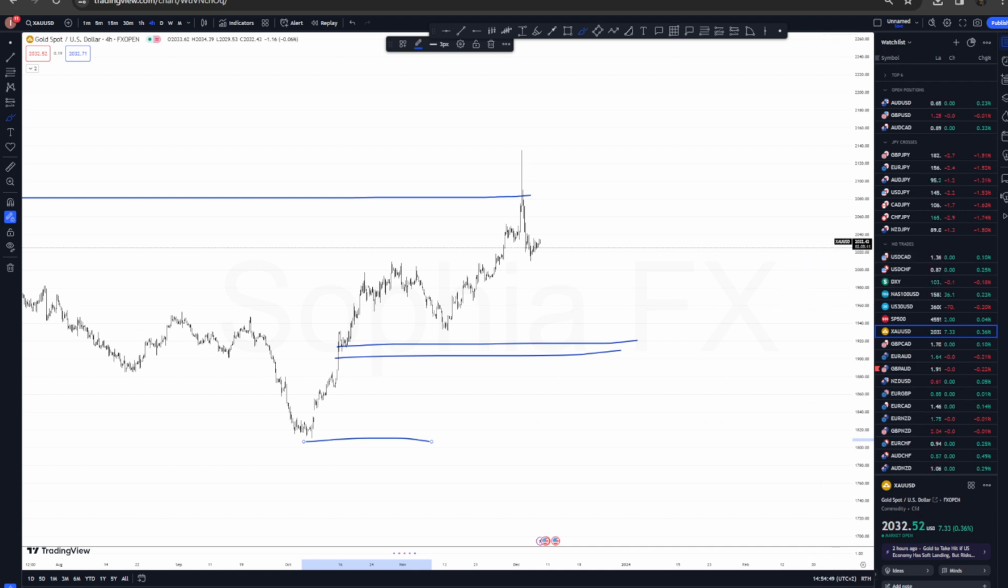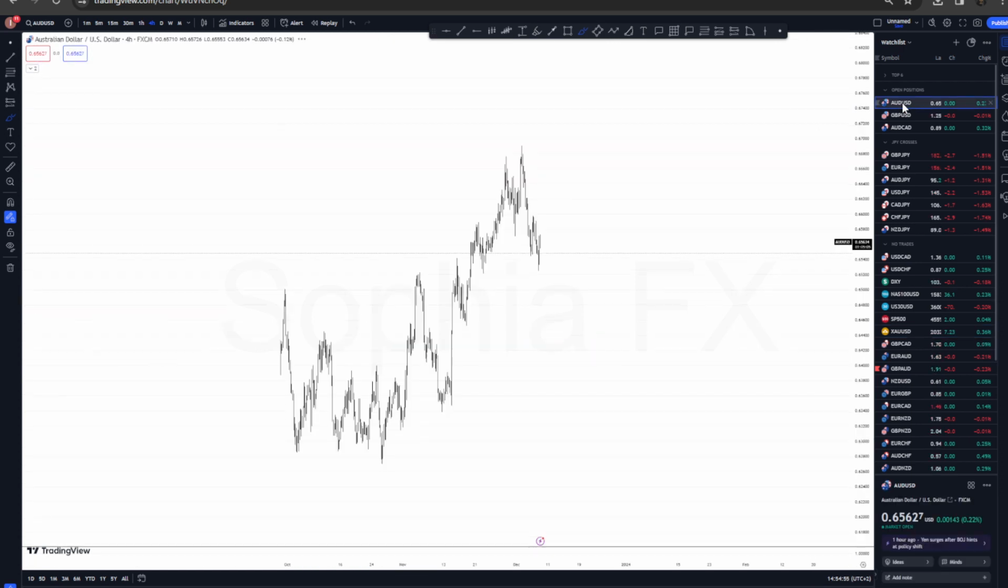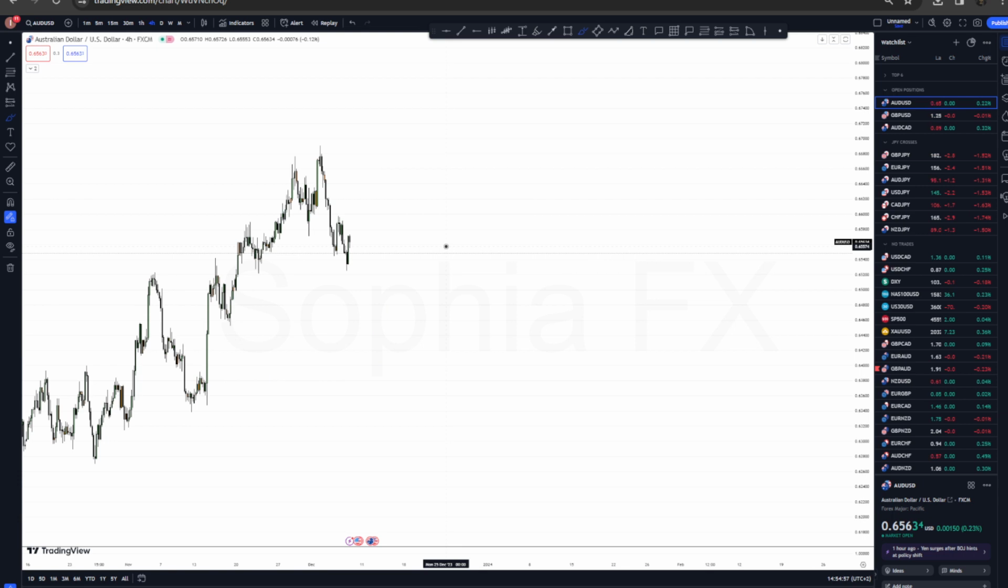Yeah, so guys, this is basically what we are looking for in this week: GBP USD, AUD USD, and the rest. Okay, that's what you're looking for in the market.